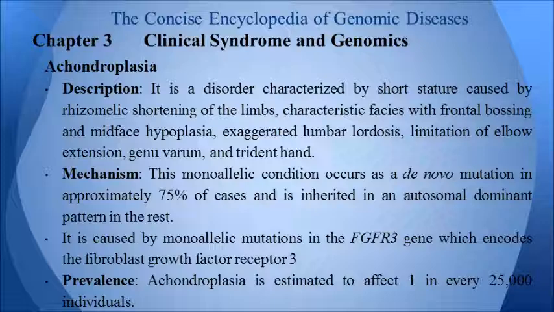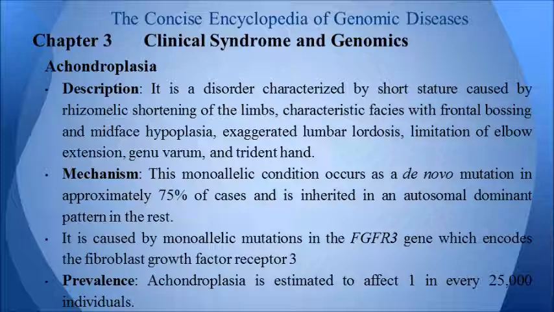In 98% of cases, a G to A point mutation at nucleotide 1138 of the FGFR3 cDNA causes a glycine to arginine substitution. This monoallelic condition occurs as a de novo mutation in 75% of cases and is inherited in an autosomal dominant pattern in the rest. Gain-of-function mutations in this gene cause a constitutively active form of the FGFR3 gene, which leads to severely shortened bones. The FGFR3 gene is located on the subtelomeric short arm of chromosome 4 at 4p16.3.